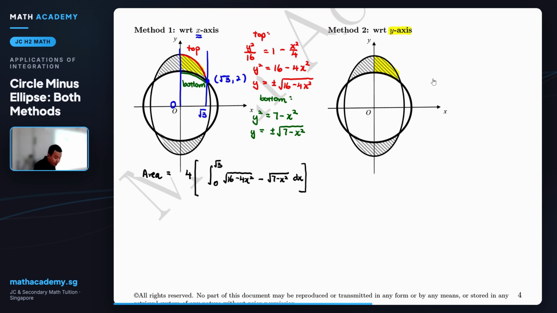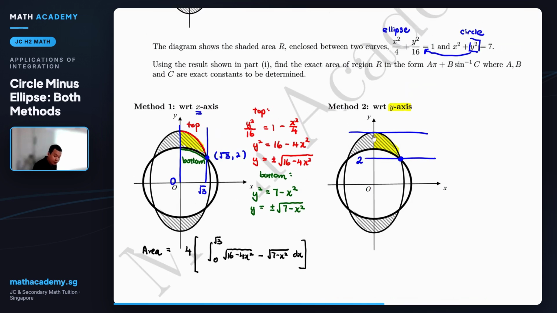If you're going to do with respect to the y-axis, the first thing I always do is check what is the lowest possible to the highest possible limit. This will help you frame your limits when you integrate later. Okay, so at this intersection point, the y value was 2.